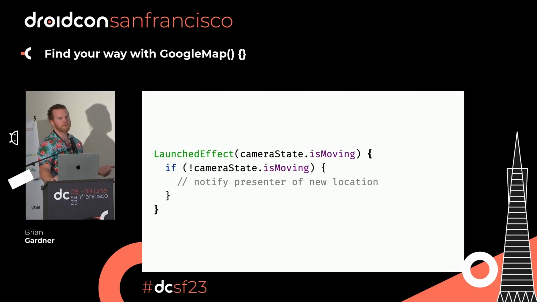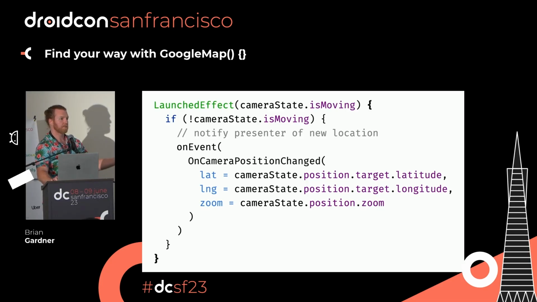So with your camera state, there's an isMoving property that you can key off of. Again, we'll put it in a launched effect, so it only fires when this actually changes. And we say, hey, if we're not moving, then we can notify our presenter that we're kind of idle in that case. It might look something like this. You say, hey, we have an event, on camera position changed, and then you can reach through your camera state to get things like the latitude and the longitude, as well as the zoom level. Maybe you're going to use the zoom to kind of figure out how big of a radius do I need to search for, and things like that.